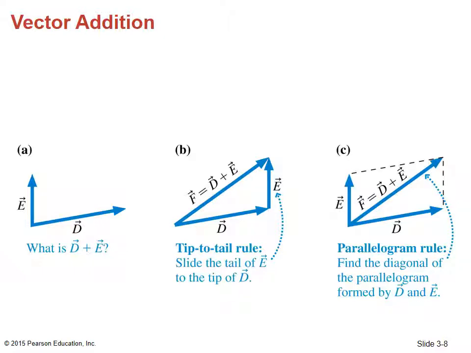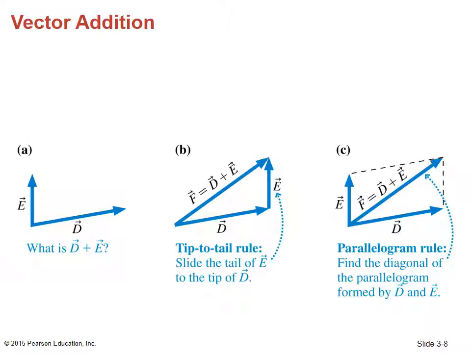The figure shows the tip-to-tail rule of vector addition and the parallelogram rule of vector addition. The vector E can be moved around the page as long as the length and direction do not change. Move the tail of vector E to the head of vector D. The resultant vector, or the sum of the two vectors, is drawn from the tail of vector D to the head of vector E.